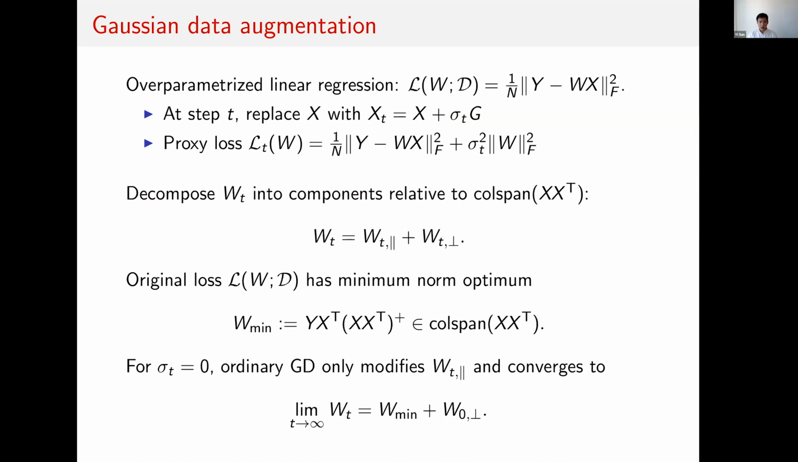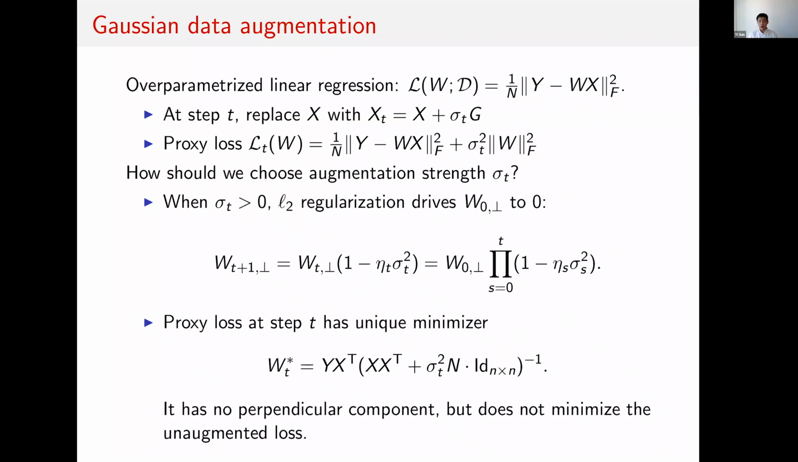So if we don't augment our data, we find that normal gradient descent only modifies the weight matrix in this parallel component, and therefore it converges to the minimizer of the loss shown at the bottom of the slide. Namely, it's this minimum norm optimum plus the orthogonal component of the initialization. So this optimum has the good property that it minimizes the original loss, but it has the bad property that it does not modify this orthogonal component.